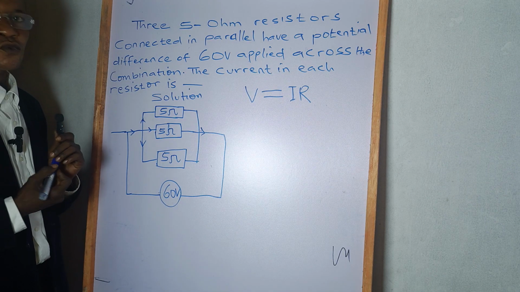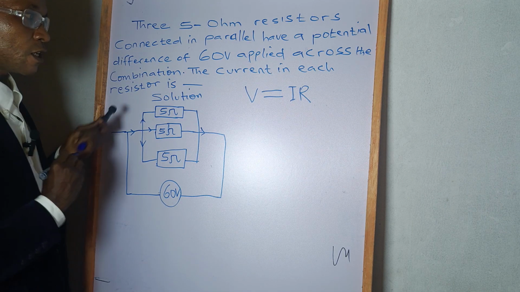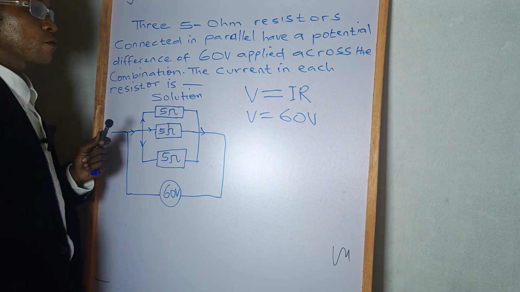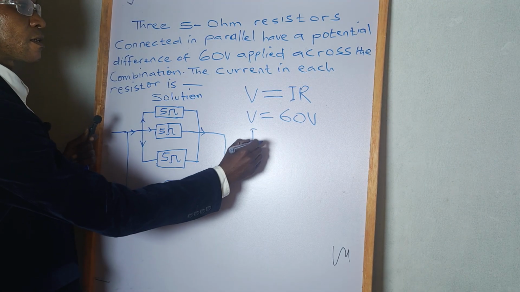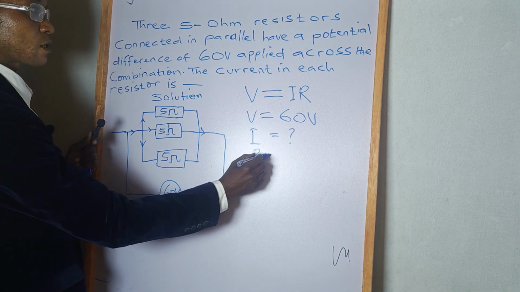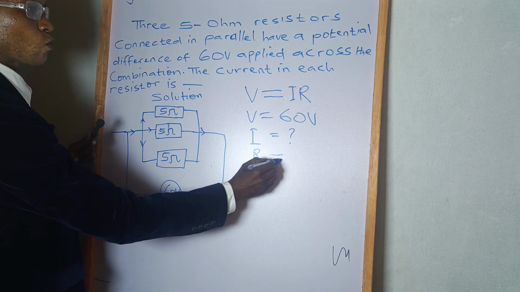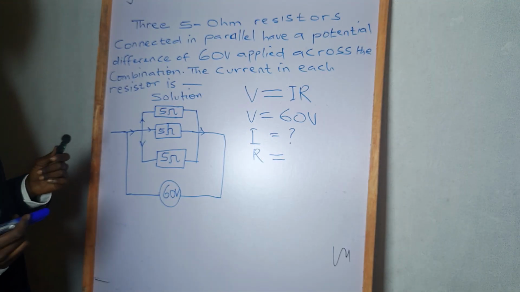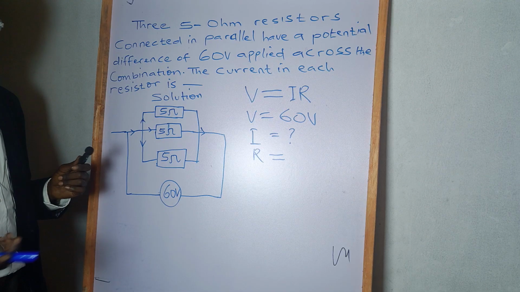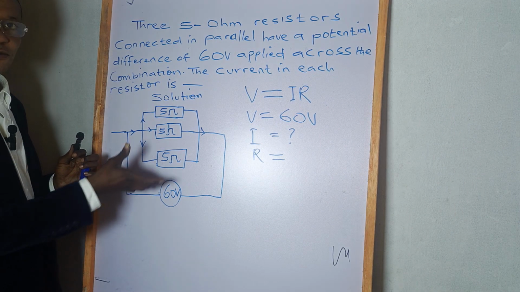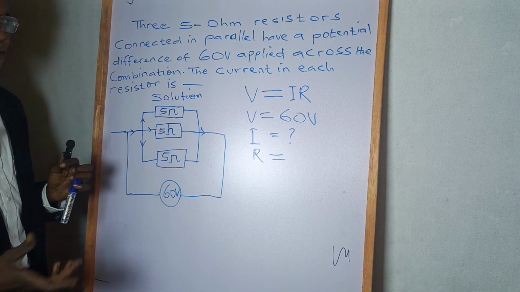Now back to our formula. Our V now is 60 volts. Our I, that is what we are looking for, with the resistance. Please, some students will tend to waste their time by trying to reciprocate all these values. In this case, you don't need to reciprocate anything.